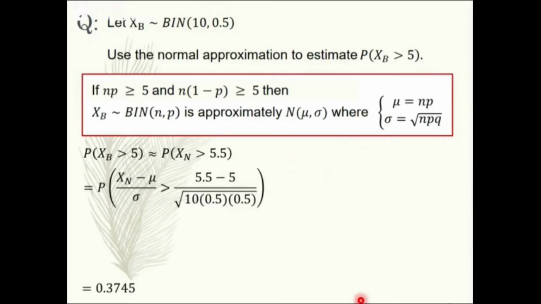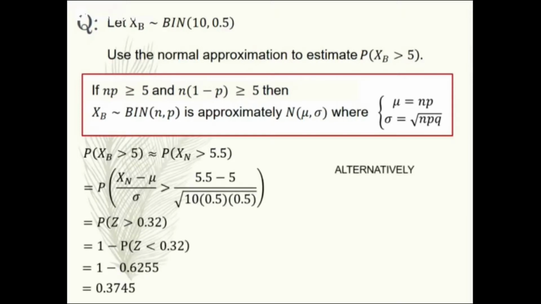Okay, so that will give you Z greater than 0.32, and you can find 0.32 in your tables. And then that'll give you 1 minus the probability of Z less than 0.32, which is equal to the final answer. Okay, so that is how you would have done this one. Alternatively, this is another way of looking at it, hey?